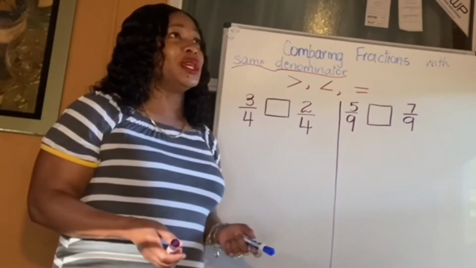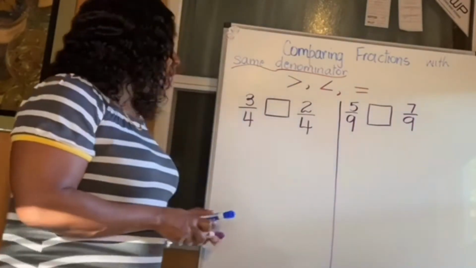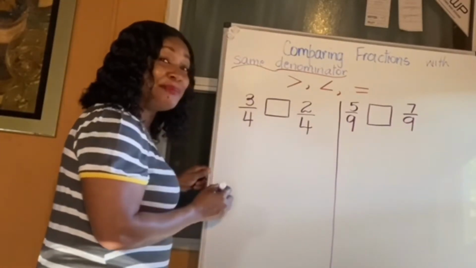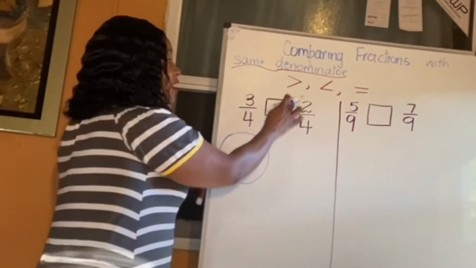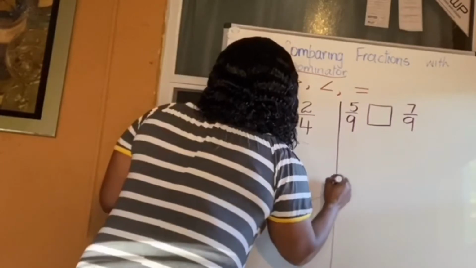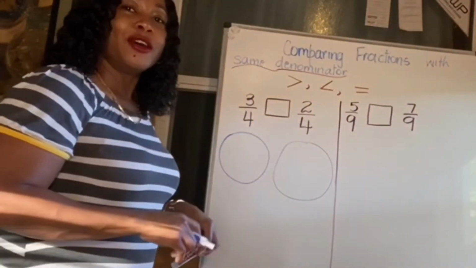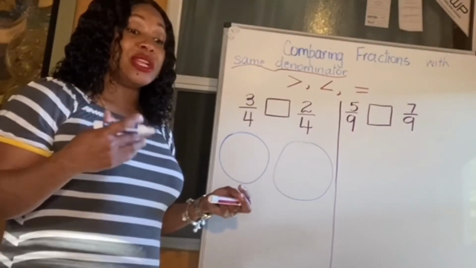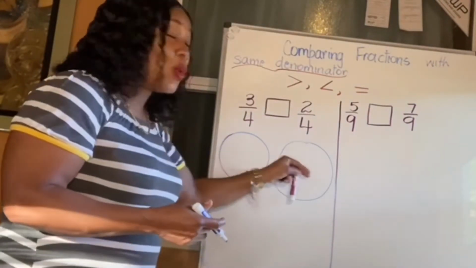Now, as usual, I like to draw diagrams first to show you this. So here we have 3/4. So I'm going to draw a pizza that represents 3/4. And here I have 2/4. So I'm going to draw another pizza. So two pizzas of the same size, because when you're comparing fractions or when you're naming fractions, you need to make sure that they're equal parts.